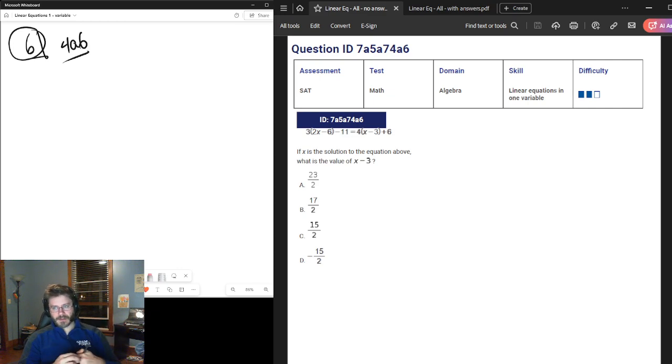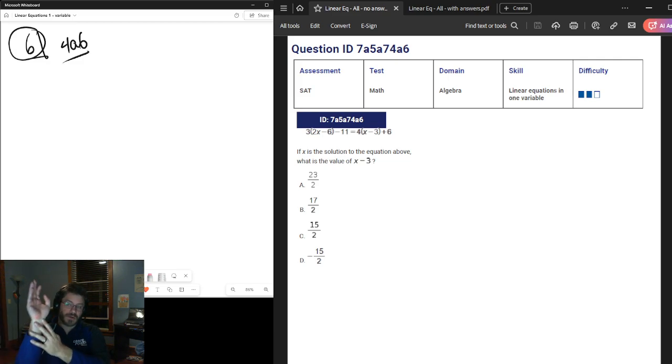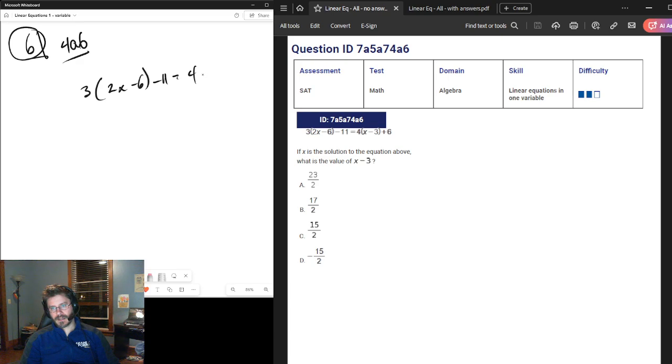But the first thing I'm going to look for is, can I get x minus 3 isolated in this expression and just have that equal to something? And I see x minus 3 in here. So we're going to go ahead and isolate that term. And in fact, I see on the left-hand side that we can factor this. 2x minus 6, we can factor a 2 out of that and get x minus 3 there as well. So I'm just going to copy it down real quick. 3 times 2x minus 6 minus 11 equals 4 times x minus 3 plus 6.